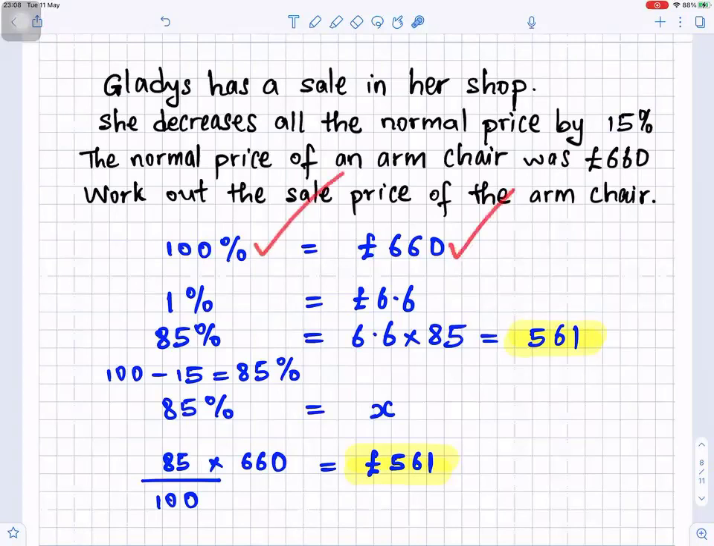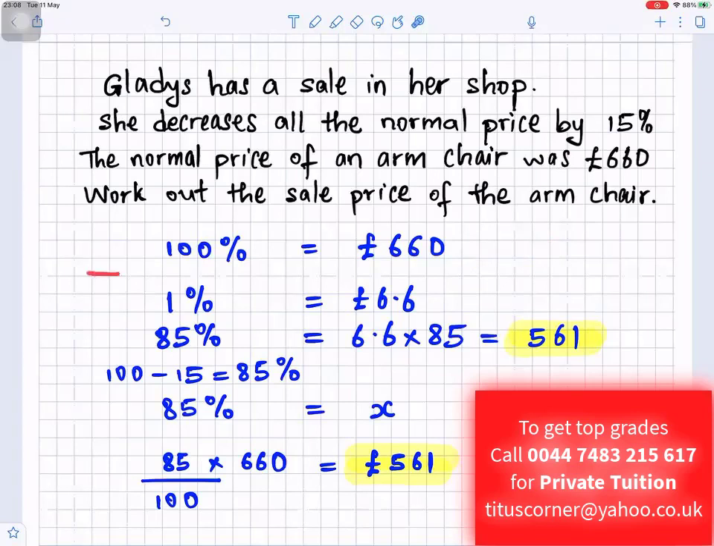100% is £660. So you can find 1%. You divide by 100. So 1% is £6.60. So 85% you times by 85. That gives you £561. Or you can do 100 minus 15 is 85. And you do 85 divided by 100 times that, you still get the same answer.